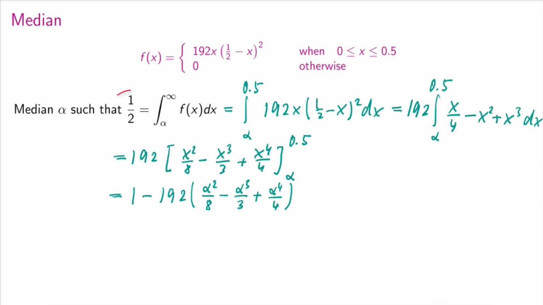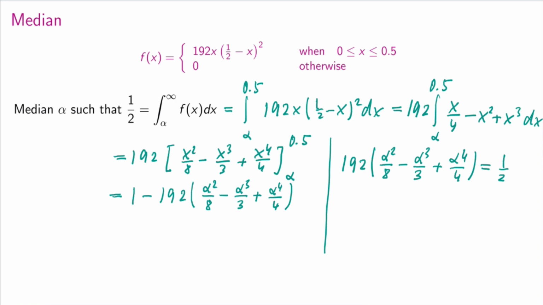And now all this has to be equal to 1/2, right? So I write this as 192 times this bracket equals 1/2, where I worked with 1 minus 1/2 is 1/2. So then I get this, and then I can divide this by 192. Let's do that also. So alpha squared over 8 minus alpha cubed over 3 plus alpha to the 4 over 4 is 1/384.